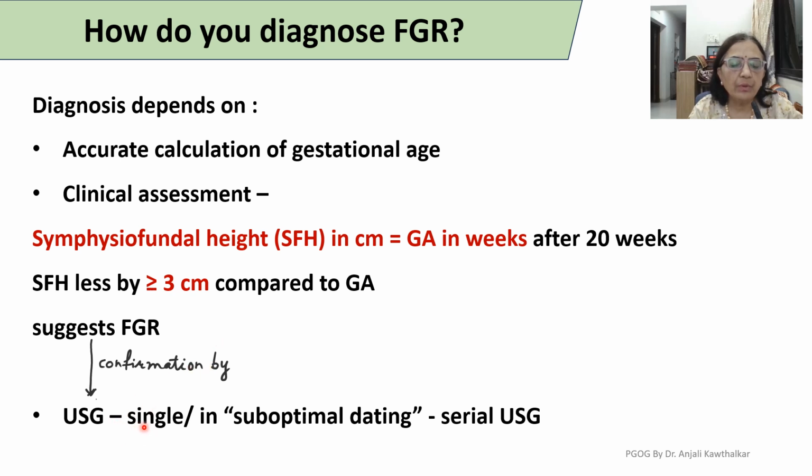We can diagnose it on the basis of a single ultrasonography if our dating is good, or we are able to do the accurate calculation of gestational age. But whenever the patient has got suboptimal dating, in that case we have to repeat ultrasonography after 1 or 2 weeks. With serial ultrasonography only we will be able to diagnose fetal growth restriction whenever there is a doubt about the dating. And for the terminology for these cases, rather than calling it poor dates, it is better to use the correct terminology, suboptimal dating, as given in our Williams obstetrics. So correct terminology use is also very important.